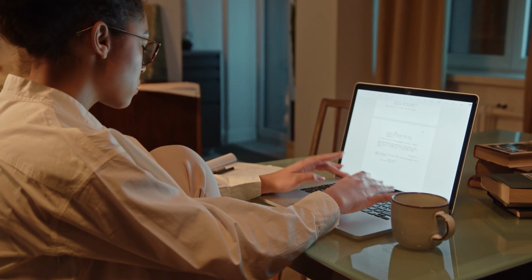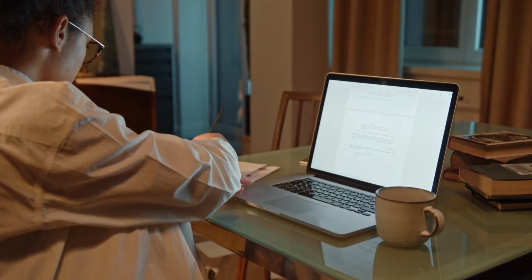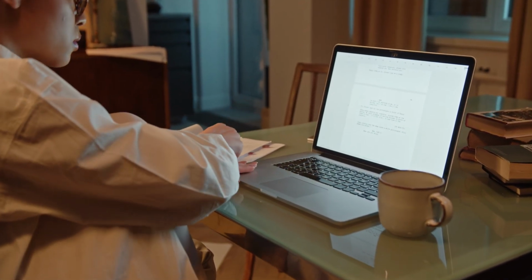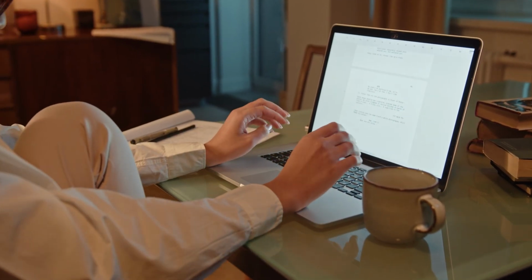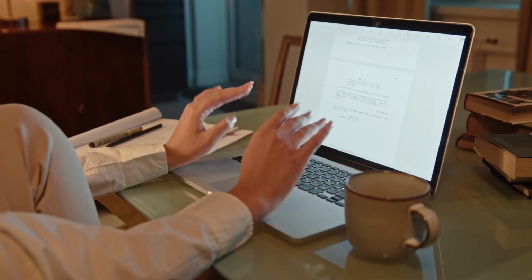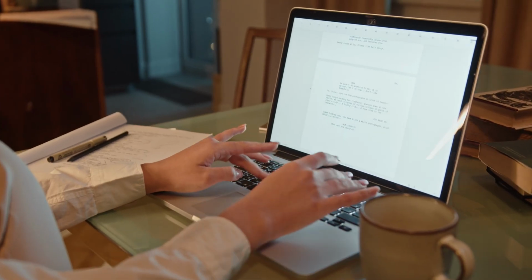You can do the same thing. Call your bank, explain your situation. Ask for a payment plan or a settlement. Banks would rather get some money than no money. They will work with you.